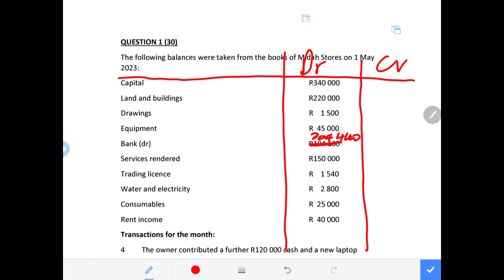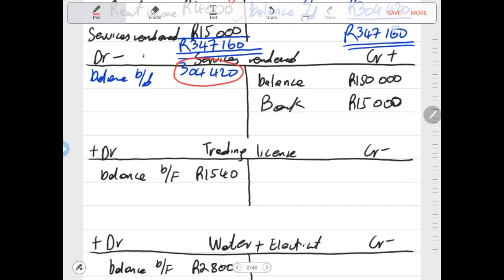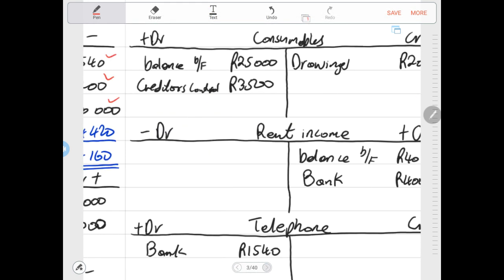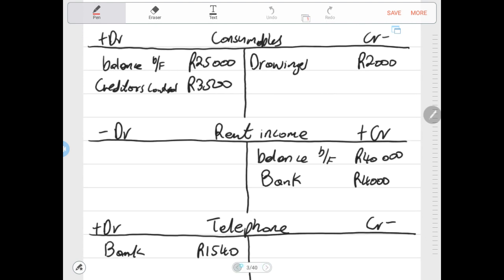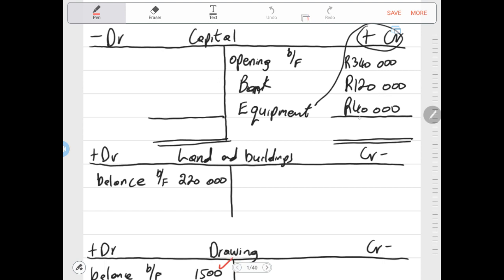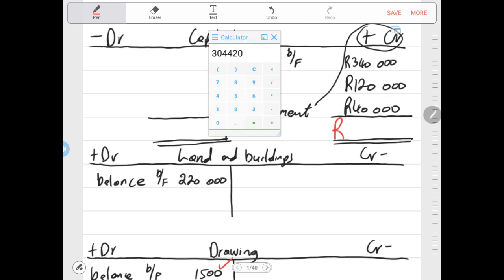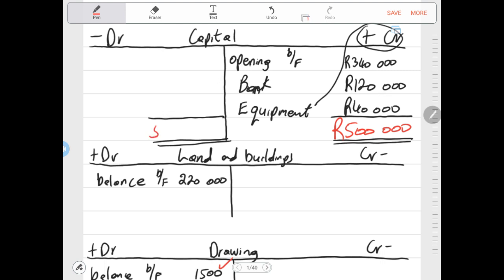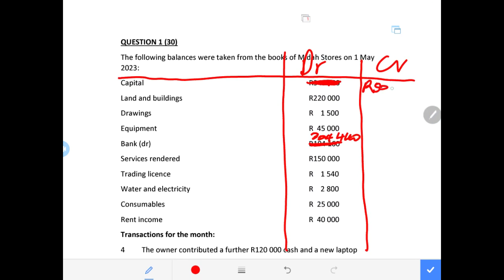After that we go to capital contribution. Capital contribution increases on the credit side, so the amount of the capital contribution will go on the credit side. We need to check where our capital contribution is. Yes, I'm just summarizing the next topic. The total capital contribution will be 340,000 rands plus 120,000 rands plus 40,000 rands. The total is 500,000 rands. Which side is it on? We know that capital is increasing on the credit side. So we take the total of 500,000 rands and transfer it to the credit side.